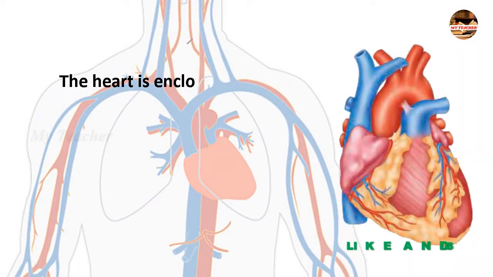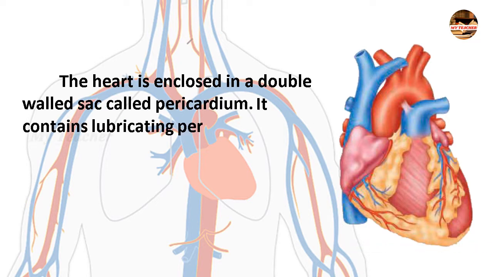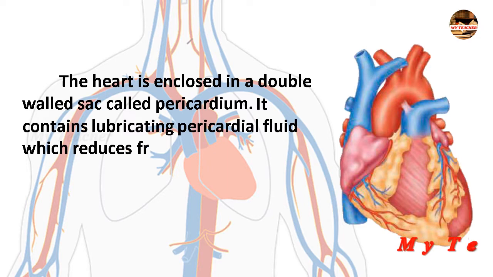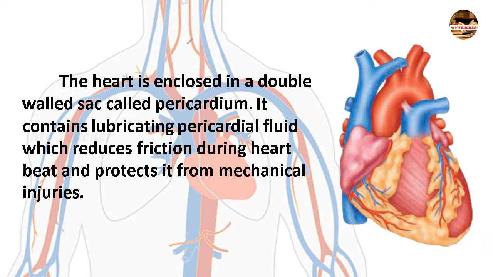The heart is enclosed in a double-walled sac called pericardium. It contains lubricating pericardial fluid which reduces friction during the heartbeat and protects it from mechanical injuries.